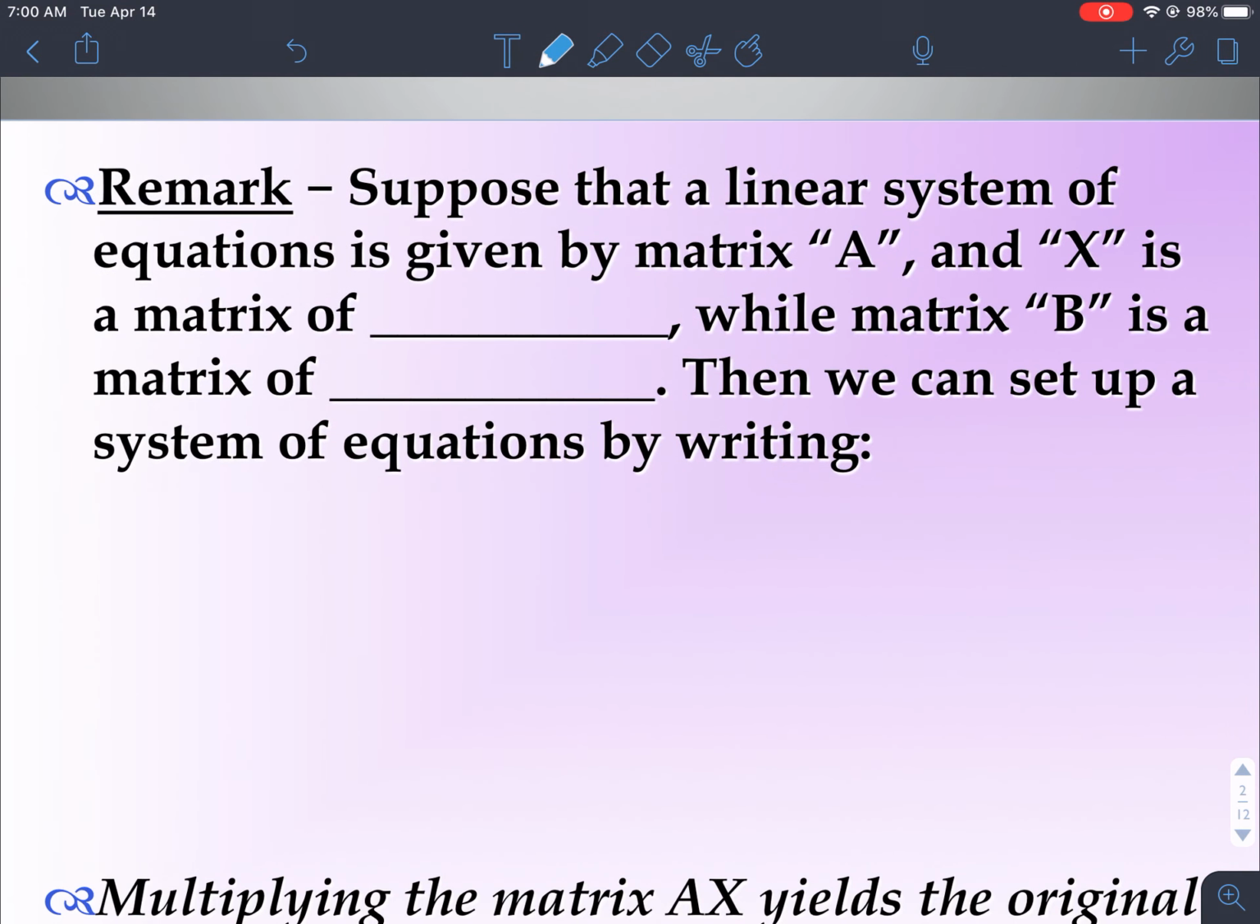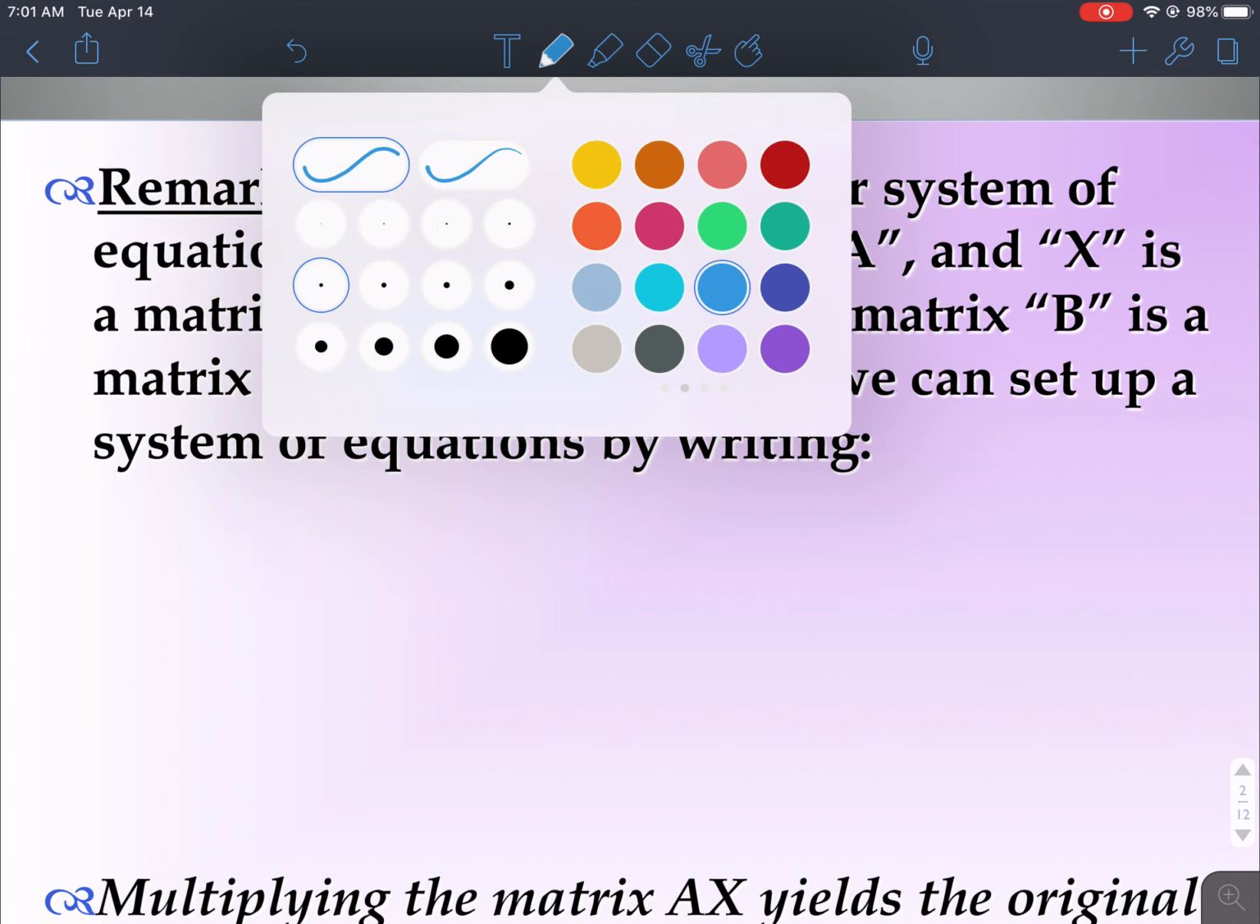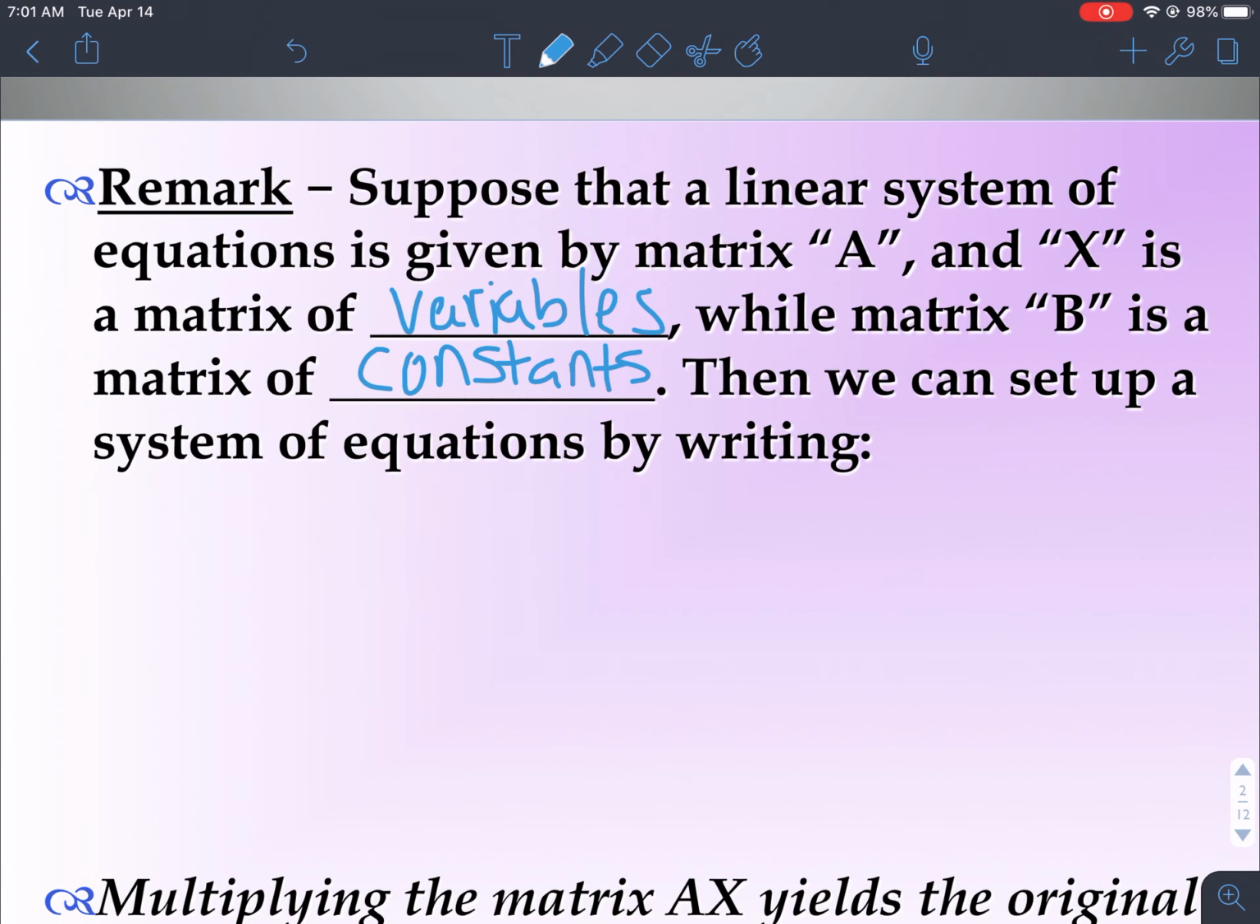So suppose that a linear system of equations has a matrix A and a matrix X. The matrix X is a set of variables, and then it's equal to a matrix B, which is a matrix of constants. What I mean is that we have a simple equation, AX equals B.